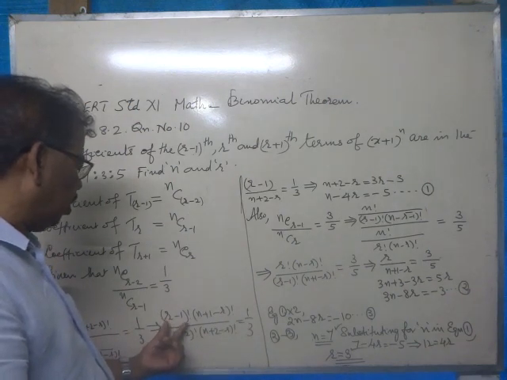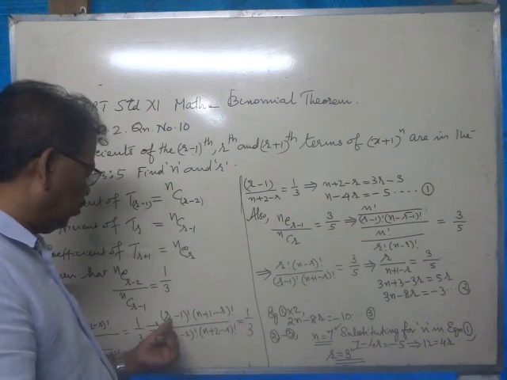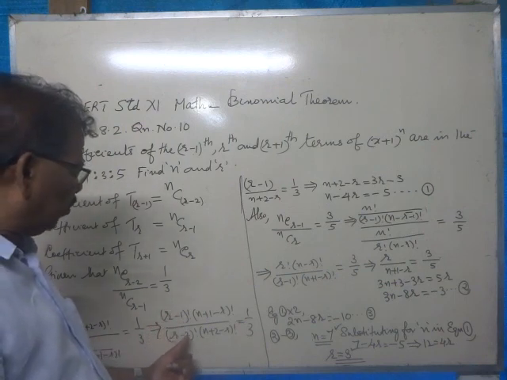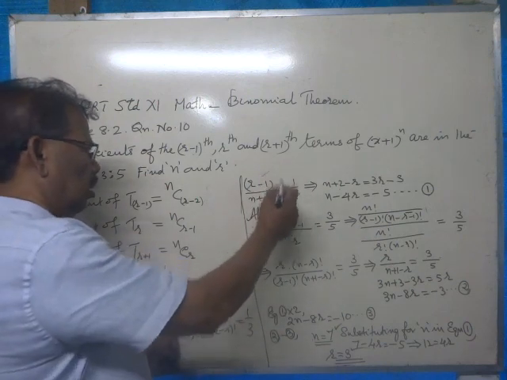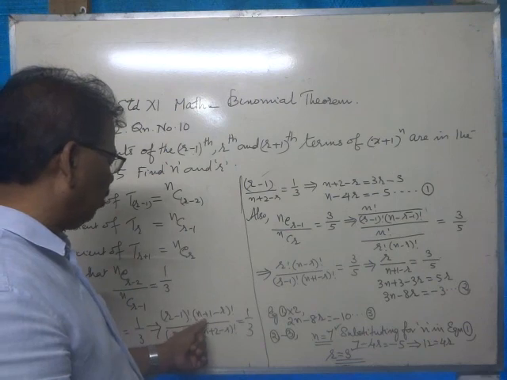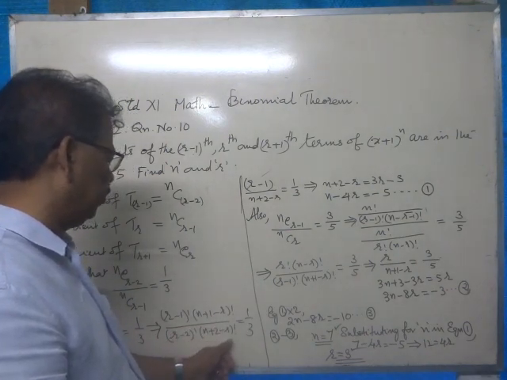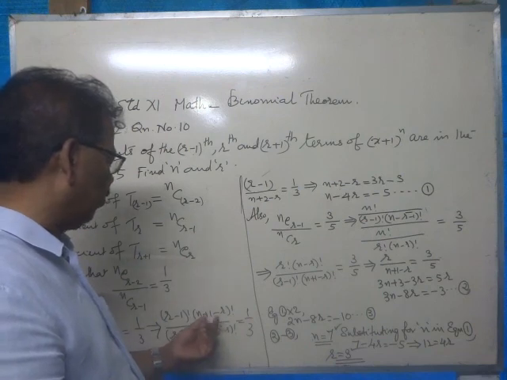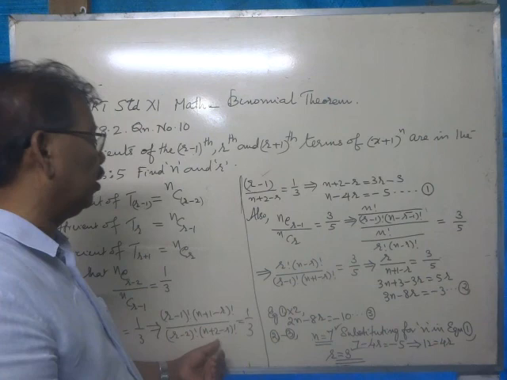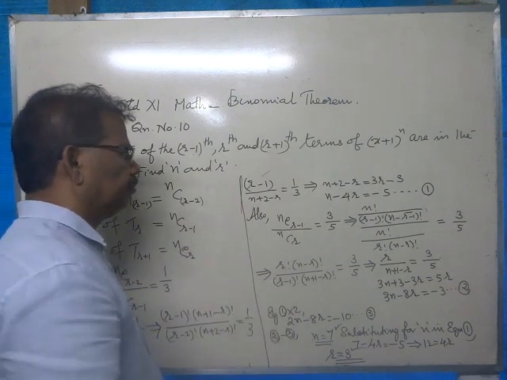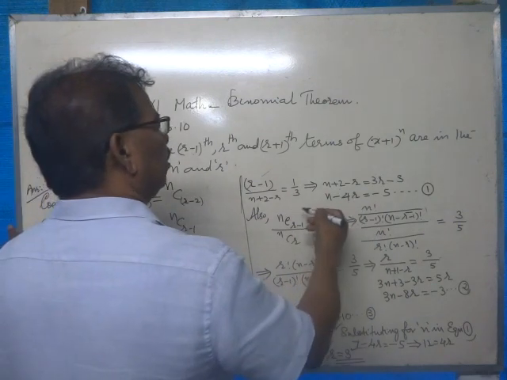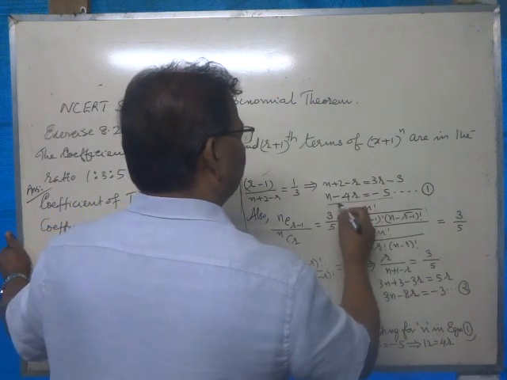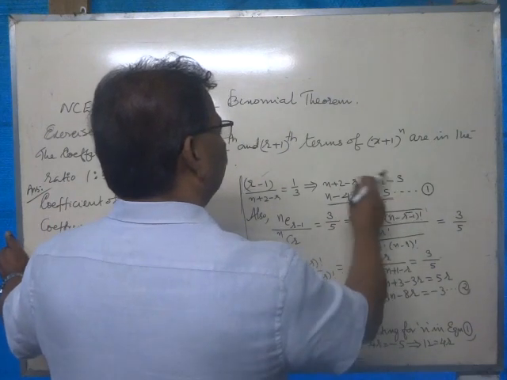On simplification, r−1 is greater by 1 than r−2. Therefore, when we divide (r−1) factorial by (r−2) factorial, we get r−1 in the numerator. Then (n+1−r) factorial divided by (n+2−r) factorial, and n+2−r is greater by 1 than n+1−r, so in the denominator we get n+2−r, which is equal to 1/3. On cross multiplication, we get n+2−r equals 3r−3, and rearranging, we get the equation n−4r = −5.